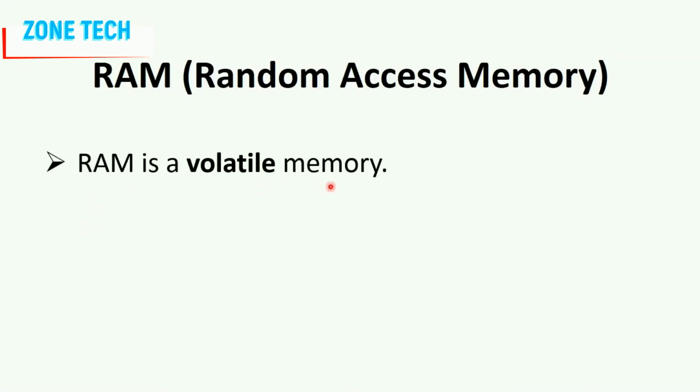RAM is a volatile memory. It stores the data till the power is switched on. Once the power goes off, the whole data in RAM gets erased, and it only stores data which has to be currently processed.